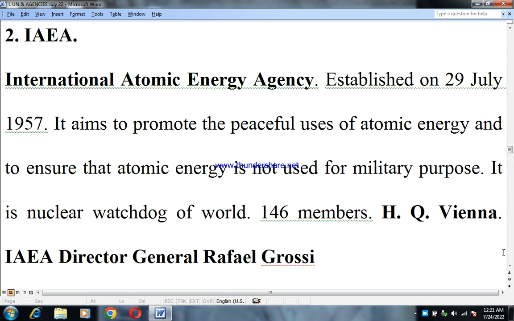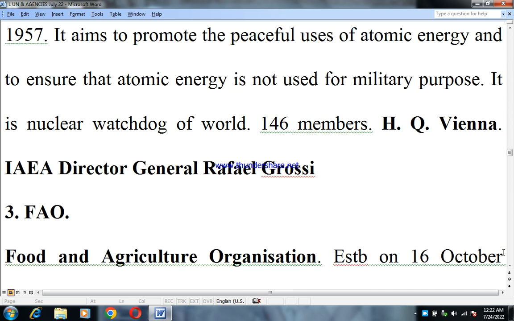Number 2, IAEA, International Atomic Energy Agency, established on 29th July 1957. Its aim is to promote the peaceful uses of atomic energy and to ensure that atomic energy is not used for military purposes. That's why they are exerting pressure on Iran. It is the nuclear watchdog of the world, 146 members, and its headquarters is in Vienna. IAEA Director General is Rafael Grossi.